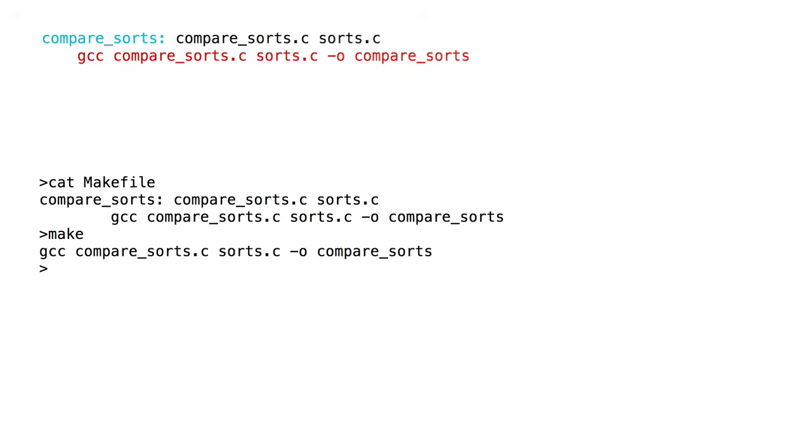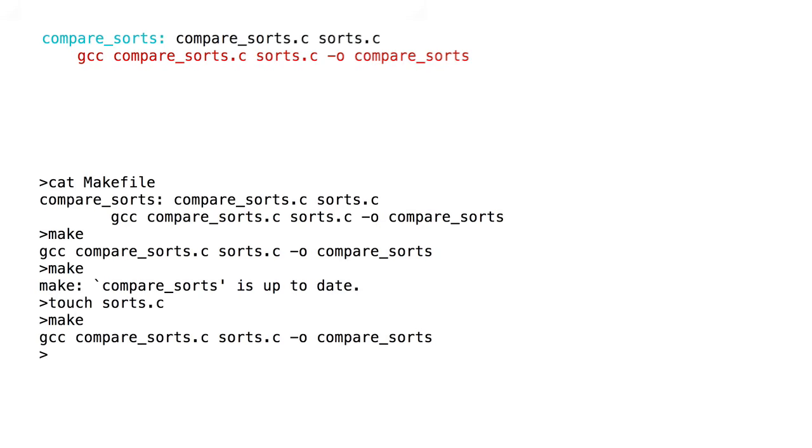In this case, it detects that there is no file named compare sorts, so it executes the actions for the compare sorts rule. If I run make again, it tells me that compare sorts doesn't need to be rebuilt, and nothing is done. The touch command updates the time that a file has been modified. In this case, it made it look like the file sorts.c has been modified after compare sorts was last built. So when I run make again, it is rebuilt.